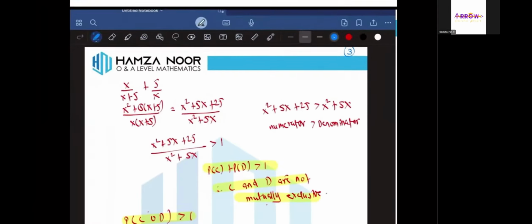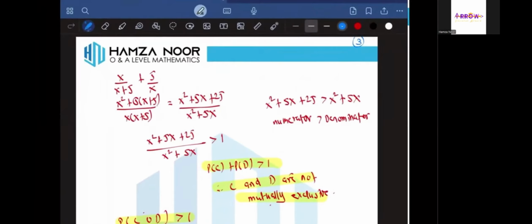Here you go. So C plus D, we are going to find an expression for the sum of the probability of events C and D. So x upon x plus 5, plus 5 upon x. We are going to take the LCM and express this as a single fraction. So x square plus 5 times x plus 5, completely divided by x times x plus 5. X into x plus 5 will be the LCM. Okay, so x square plus 5x plus 25 divided by x square plus 5x.